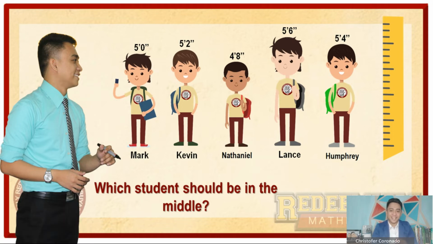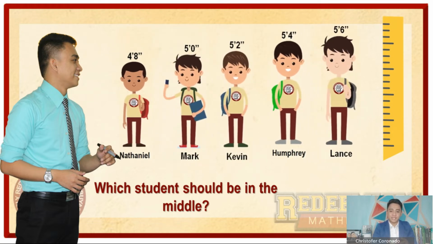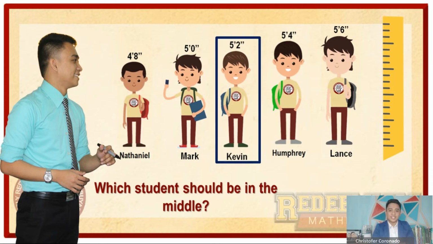I think you're right. The one that is in the middle will be Kevin. If we are going to arrange the height of the students from the smallest going to the tallest, that would be 4 feet 8 inches, 5 feet, 5 feet 2 inches, 5 feet 4 inches, and 5 feet 6 inches. In which case, the middle height is 5 feet 2 inches, and that is Kevin.